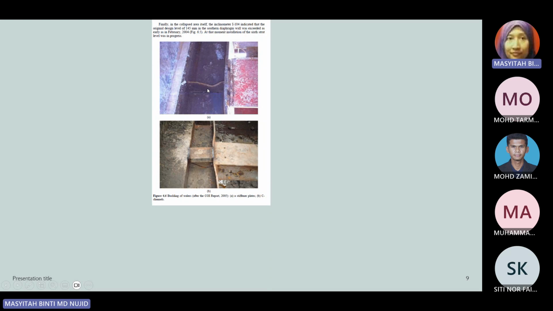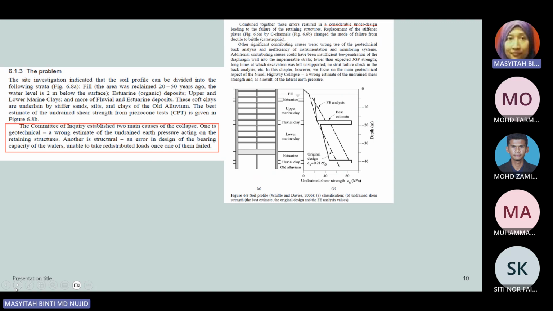So you can see the buckling of the C sections, the stiffener plates, and also the C channel. In the collapse area itself, inclinometer I014 indicated that the original design level of 145 millimeter in the southern diaphragm wall was exceeded as early as February. So it means that during that period it was already happening. At that moment, installation of the 6th strut level was in progress. It was never noticed during the construction activities, but actually failure had already occurred. But no one took it seriously.